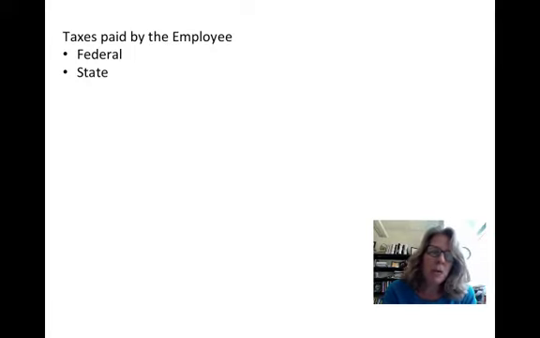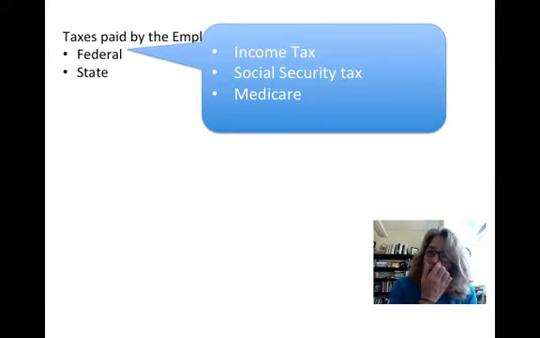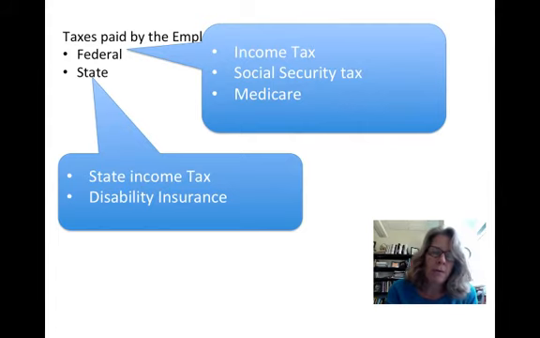So what we want to do is look at taxes that are paid by the employee. There are federal and there's state. On the federal side, you pay income tax. You also pay Social Security tax and Medicare. If you remember, Social Security tax and Medicare are paid by both the employer and the employee, so we want to include that. On the state level, you pay state income tax and you pay disability insurance.